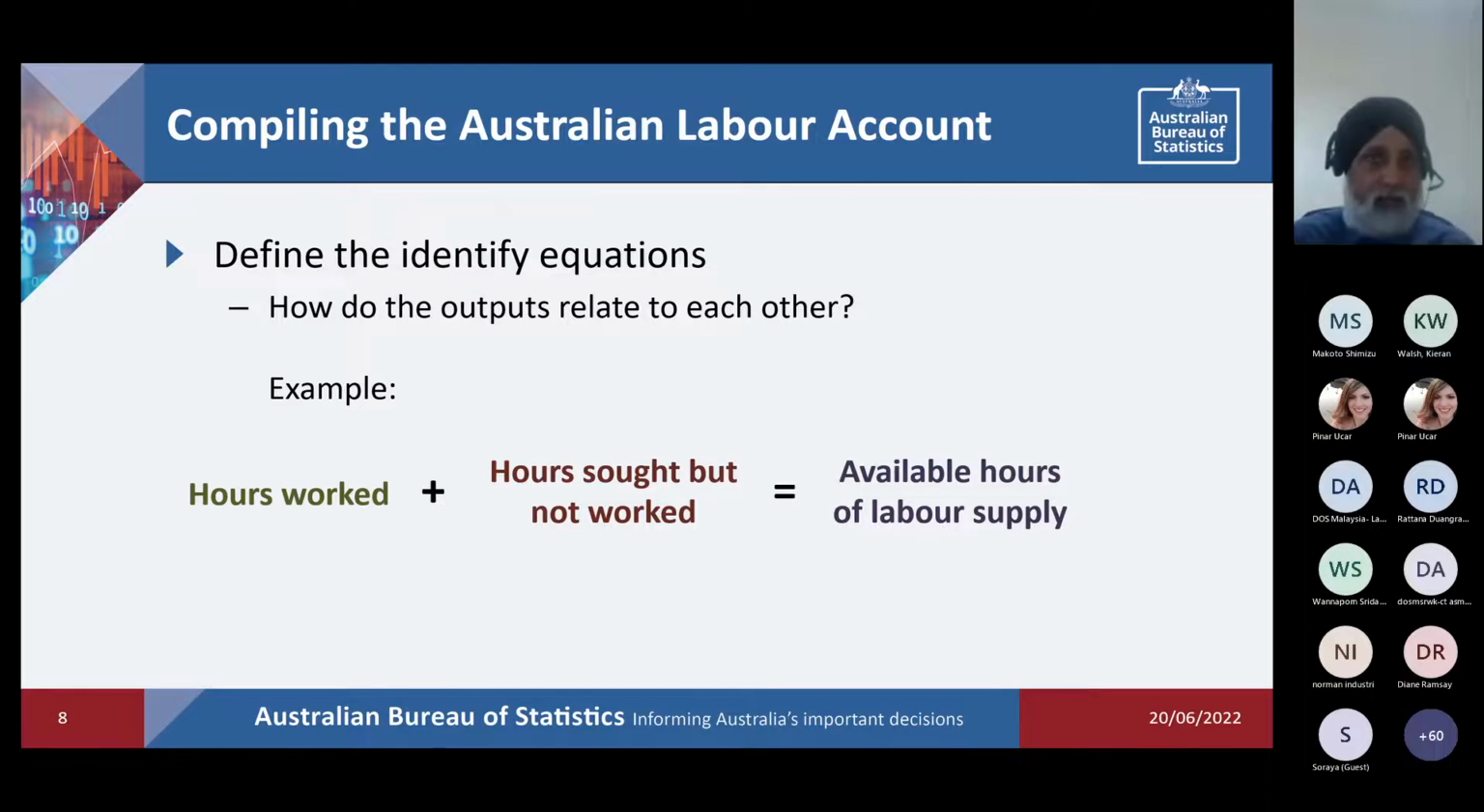So in terms of the framework, it's really critical to have a good understanding of the data sources that are available, not only within the NSO, but also what's available in other government or private agencies that can be used as inputs in developing the labour account. And then also being aware of the identity equations in terms of the data gap policy needs that need to be addressed.